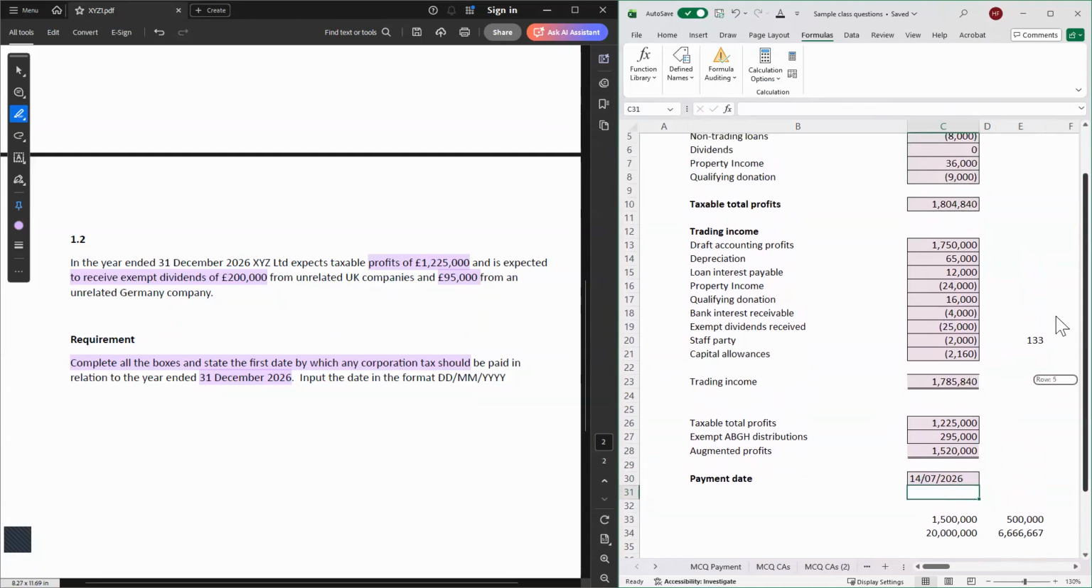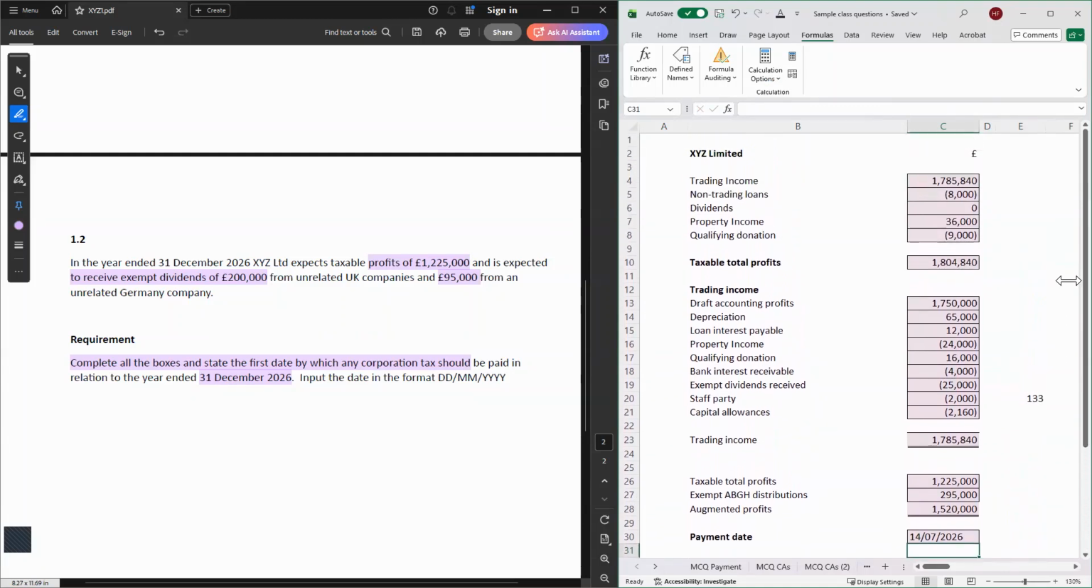So that brings us to the end of this question, and you can see that when you break the scenario question down into smaller parts, it is fairly straightforward to work through. And as we're given the pro forma in the question, this prompts us to fill in each of the boxes, so this is helpful here.